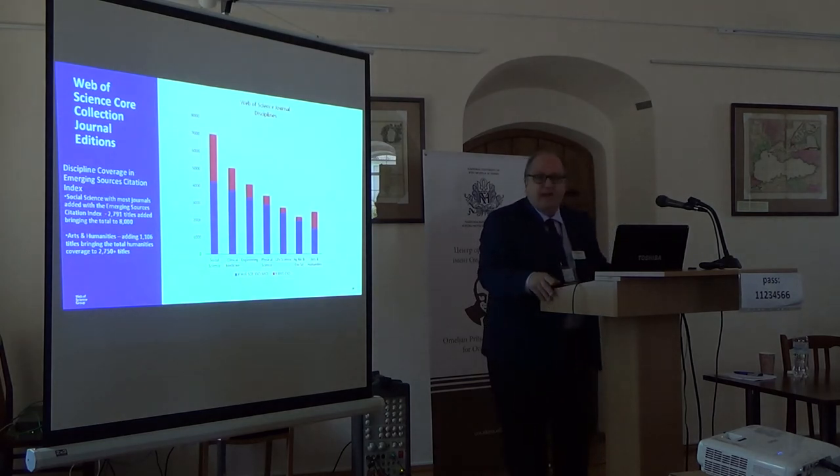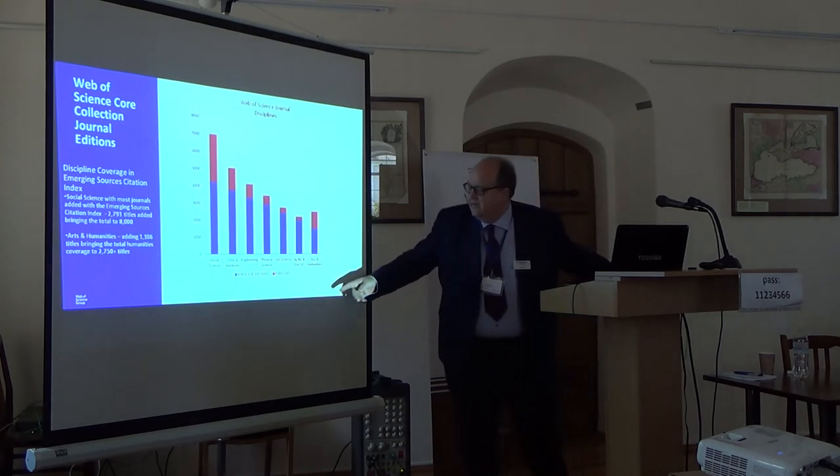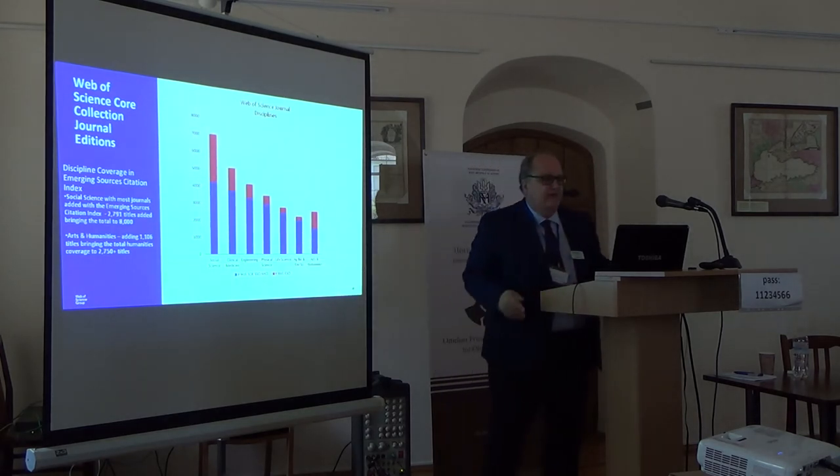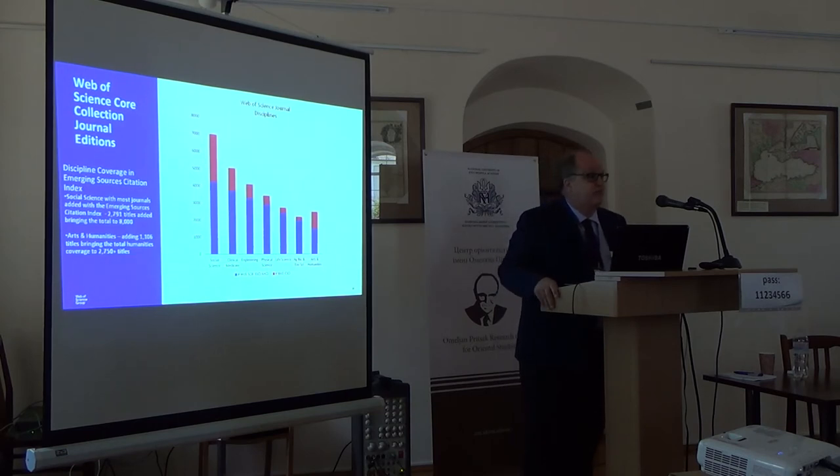So you see category by category here what we've added. But even in the sciences, in clinical medicine, I think the number was about 1,250 titles. So it's adding important science as well, not just social sciences and humanities. And you see that social science is added the most, and it brings it up to about 7,500 now. This graph is a little old. And the arts and humanities almost up to 3,000 titles.